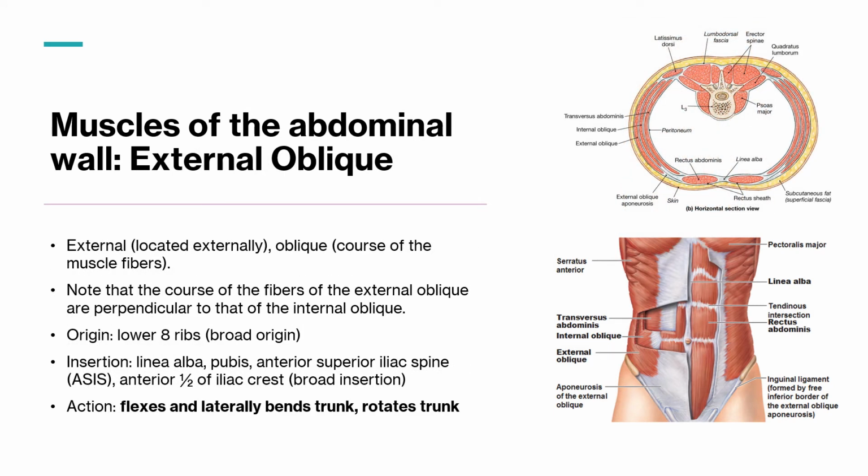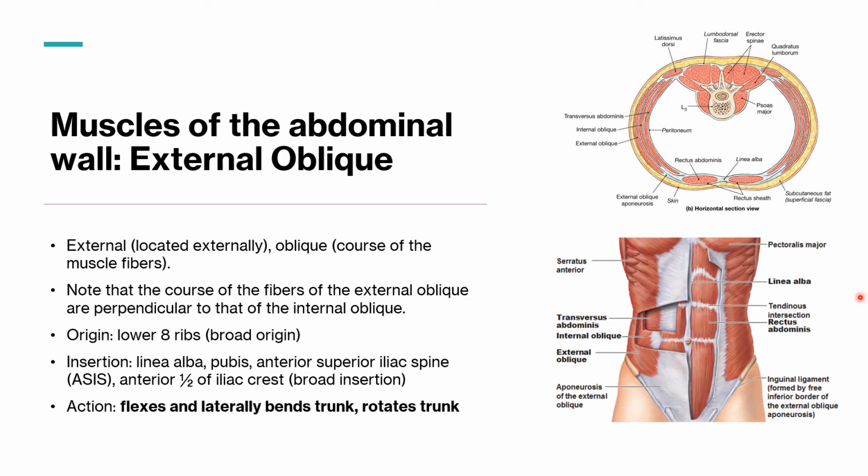Muscles of the abdominal wall, external oblique. So the external oblique is external. Okay, it's the outermost layer right here. Oblique refers to the course of the muscle fibers. So note that the muscle fibers are running in an oblique direction. And also note that the fibers of the internal oblique are perpendicular to that of the external oblique. So external oblique, internal oblique.